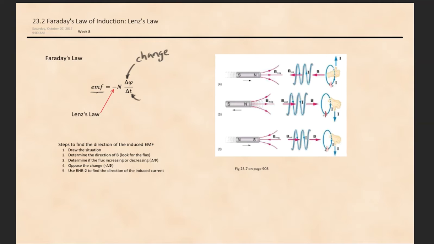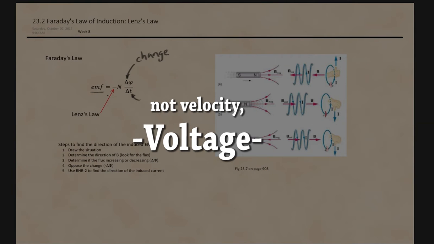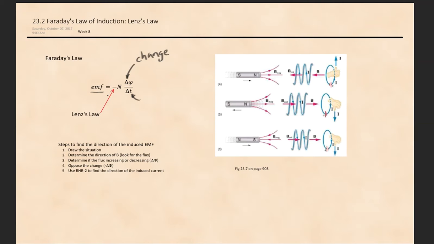So this is Faraday's law. EMF is minus N, change in flux over change in time. This quantifies the voltage that is produced when we have a changing magnetic flux. The minus sign in particular is named after a Russian physicist named Lenz. Lenz's law is basically the minus sign in Faraday's law of induction. The minus sign means that the EMF that's produced is going to oppose the change of the flux.